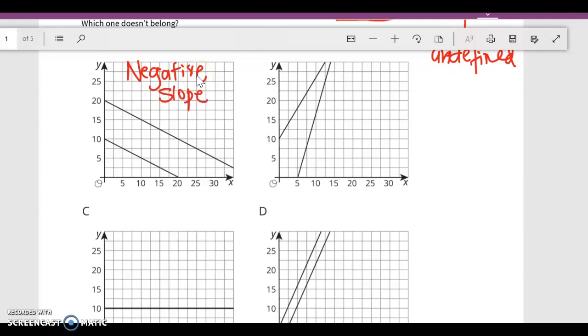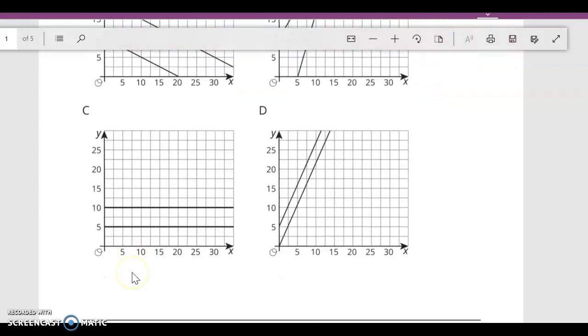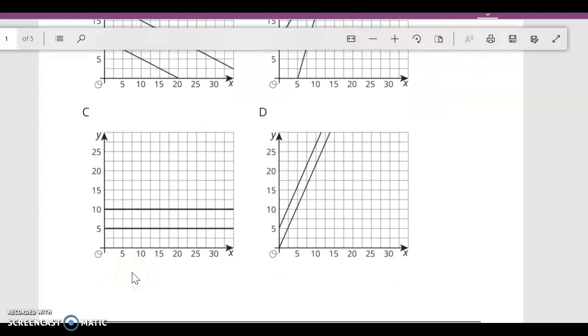For B, I noticed that A and D, the lines are parallel to each other. C, same thing, they are parallel to each other, but only B, the lines are not. So I'm going to write it down. Lines are not parallel. For C, this is the only one that has a slope of 0. So I can say that C is different than the other ones because the lines have 0 slope.